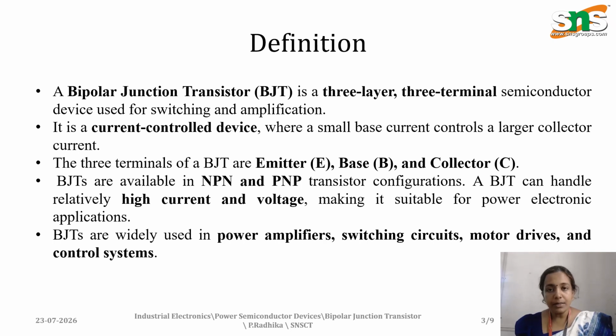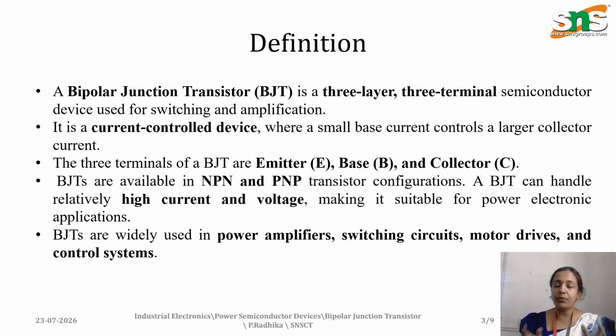The two transistor configurations are PNP and NPN transistor. PNP transistor means two P layers will be there, one N layer will be there. NPN transistor means two N layers will be there and one P layer will be there. The N layer will always have so many electrons in it. The P layer will have so many holes in it.